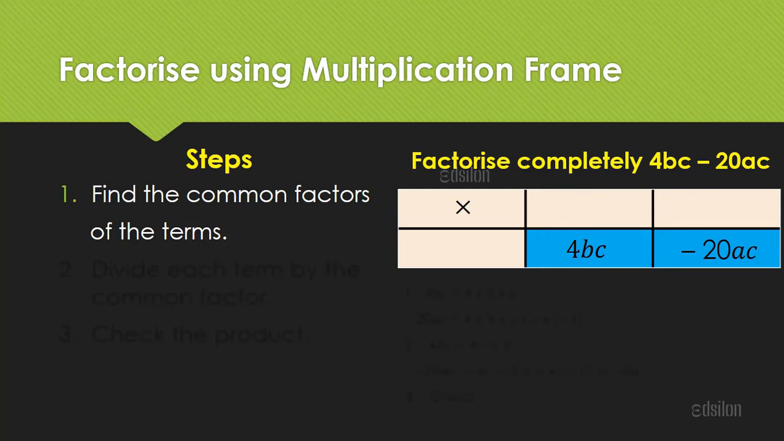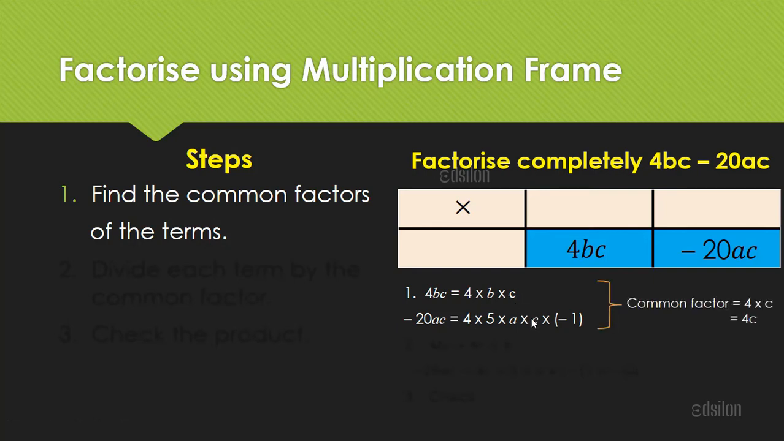Let's begin by looking at 4bc. So 4bc is 4 times b times c. And what about negative 20ac? It is 4 times 5 times a times c times negative 1. What is the common factor of 4bc and negative 20ac? We observe that 4 is a common factor and c is also a common factor. So we know that the common factor of 4bc and negative 20ac is 4c.